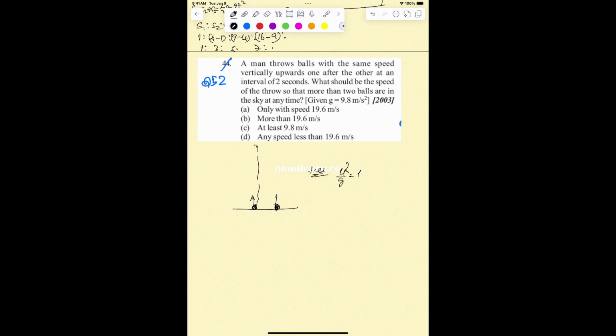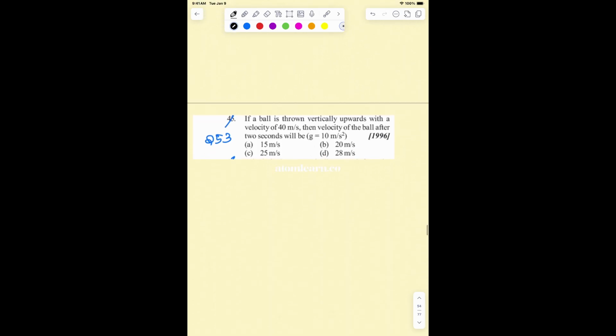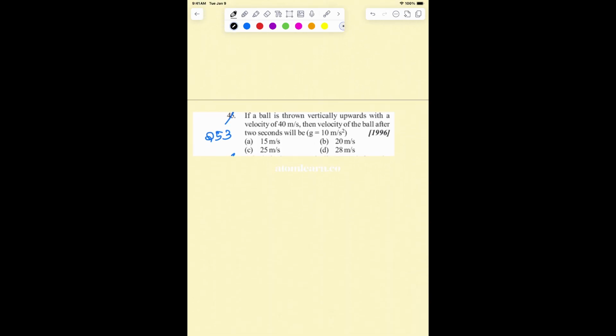That means, rather, u by g, because the time of travel, u by g, must be at least 1 second. That means greater than 1 second. Therefore, u must be at least greater than 10 meters per second. Now here they are asking us to take g equal to 9.8. Therefore, at least 9.8 meters per second is the answer. Understood? Now, let's take the next case.